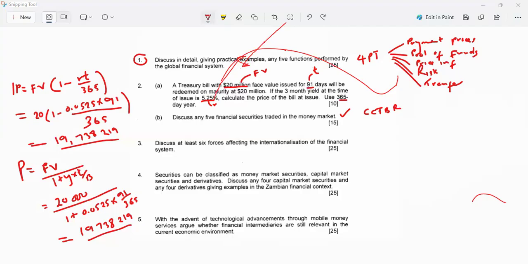In Zambia, we have the Bank of Zambia. It regularly issues its TBs on behalf of the central government to raise short-term funding. So commercial banks, pension funds, corporations are the primary investors. We call them the big boys.